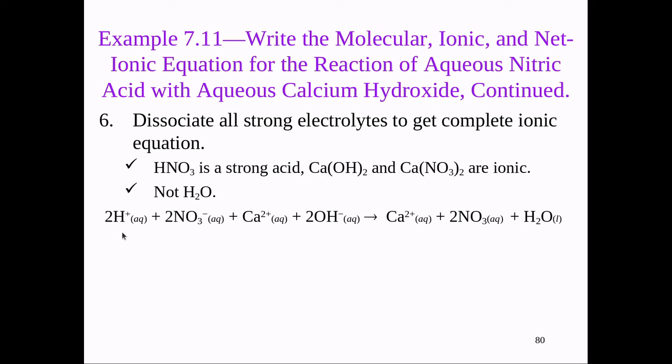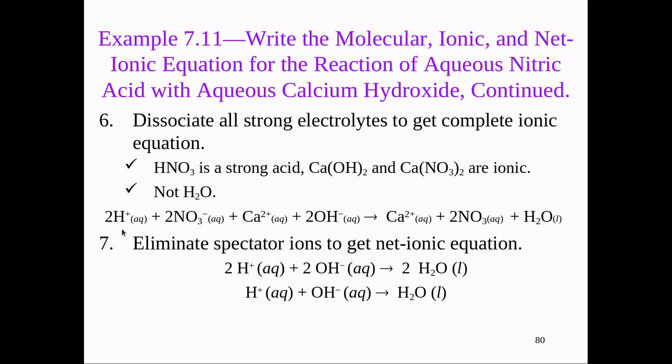So when we do that all out, we break them all up, we get this. Remember that we need to use our coefficients to have a balanced equation. And then we will eliminate our spectator ions. So that would be our calcium and our 2 nitrates. And we get this for our net ionic equation. Because we can divide each one of these coefficients by 2, we should do that, and we get this as our final net ionic equation.